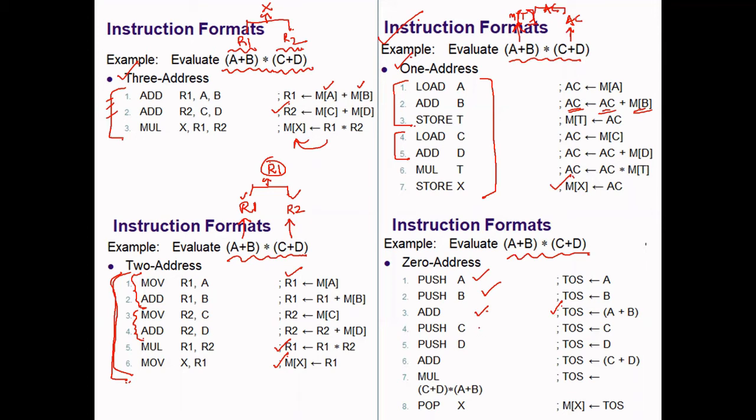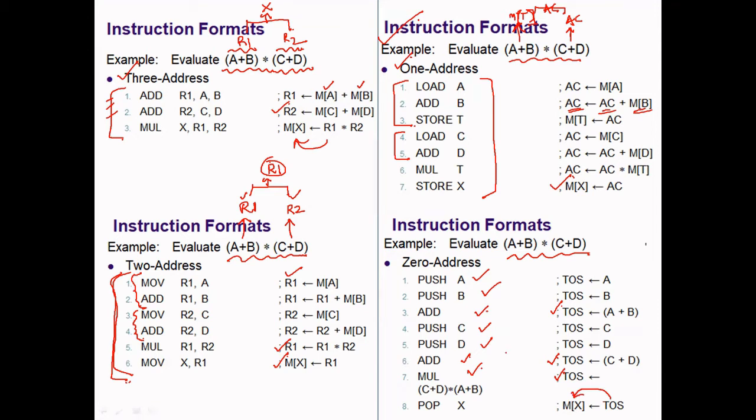Now next two instructions, push C, push D, both will be pushed into the stack and add. That means C plus D is added and the result is stored in top of stack only. So now the top two elements are A plus B and C plus D. Just use mul. So it will do the multiply operation. That means A plus B into C plus D will be done. The result is stored back in TOS only. Then pop X. That means from the top of stack to store in memory location X.